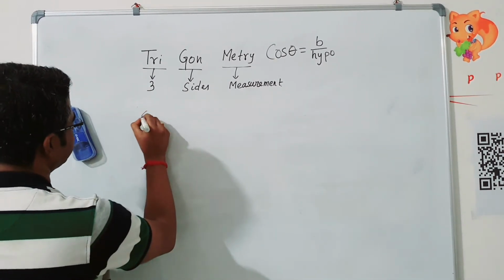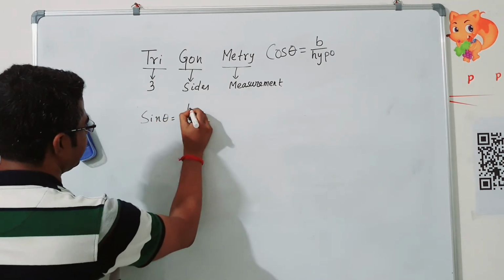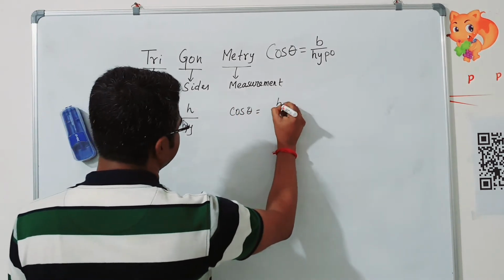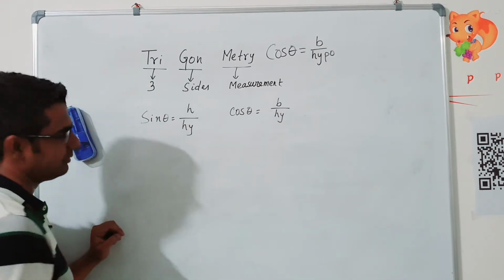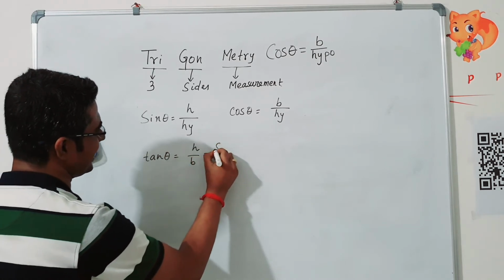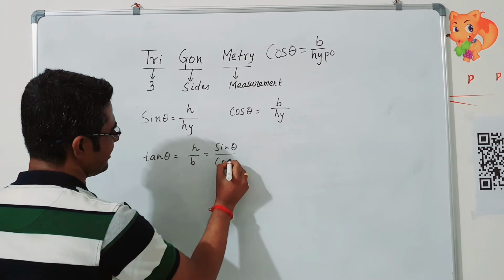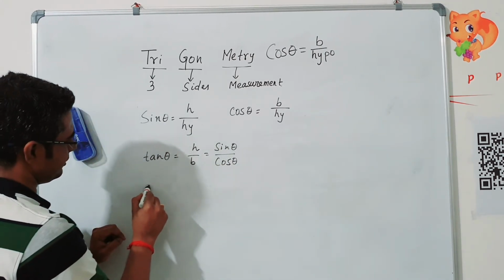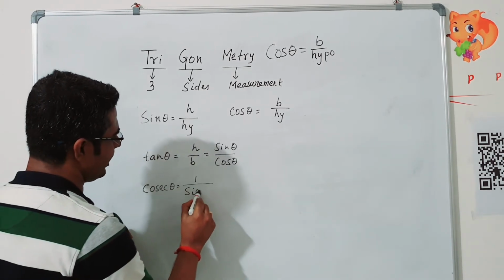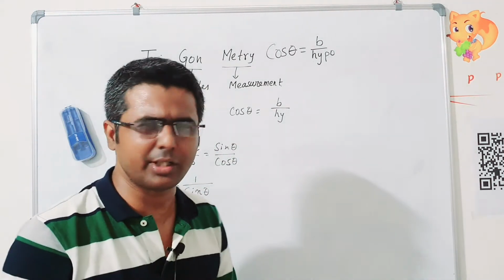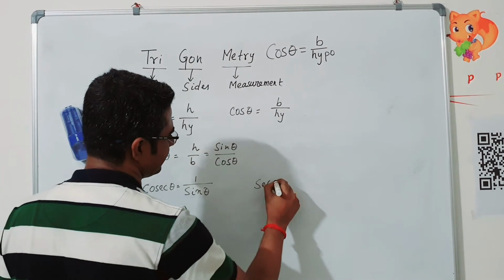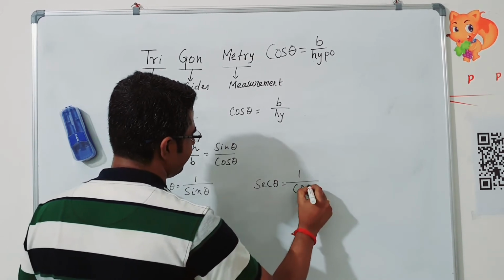What we have got? We have got sin theta, which is nothing but height by hypo. We have got cos theta, which is nothing but base by hypo. Clear? We have got tan theta, which is height by base, which is basically sin theta by cos theta. We have got cosec theta, which is 1 by sin theta. Don't remember that cosec theta is hypo by height, not required. Just remember cosec theta is just the reciprocal of sin theta. We have got sec theta, which is nothing but the reciprocal of cos theta.